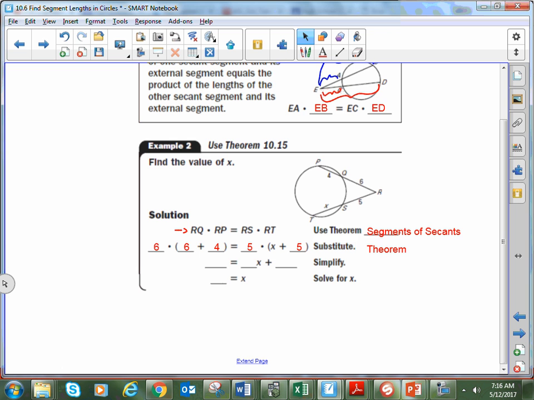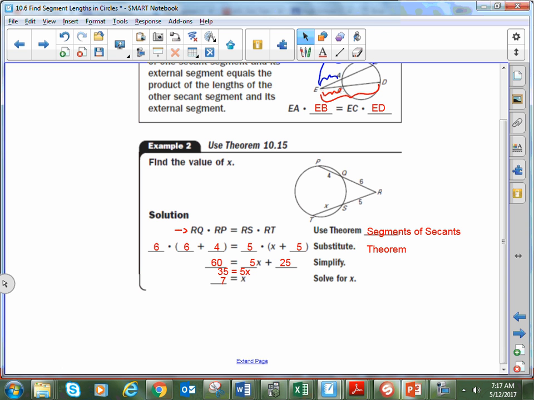Simplify your like terms inside of the parentheses on the left side, and we're going to get 10. Multiply the 10 by the 6 on the outside of the parentheses, and we'll get 60. Distribute the 5 into the parentheses on the right side, and we're going to get 5x plus 25. Move the 25 over through subtraction, then divide by 5. There we go, and we'll get x to equal 7.